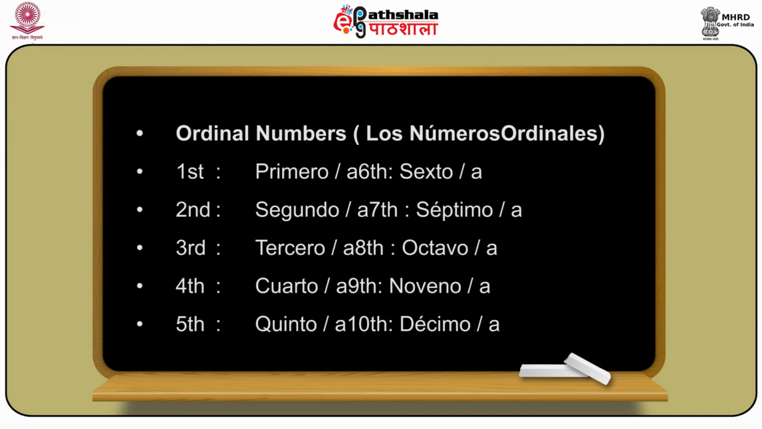So how do we say ordinal numbers in Spanish? So let's see. The ordinal numbers in themselves are said as los números ordinales, and first will be primero, second will be segundo, third will be tercero, fourth will be cuarto, fifth will be quinto, sixth will be sexto, seventh will be séptimo, eighth will be octavo, ninth will be noveno, and 10th will be décimo.